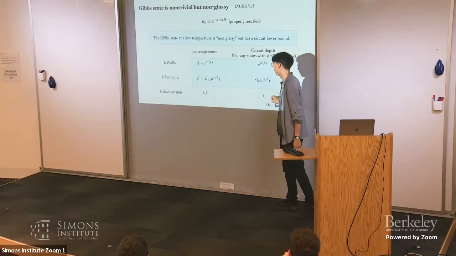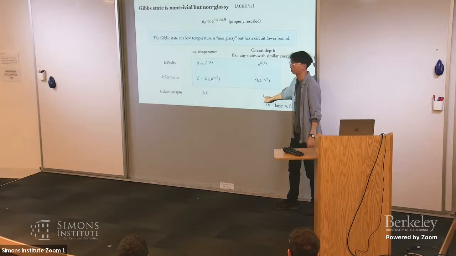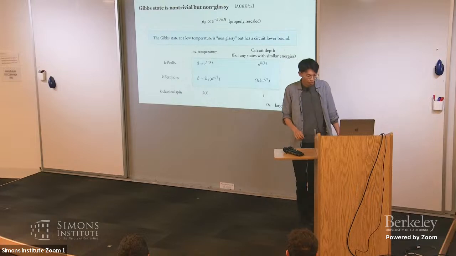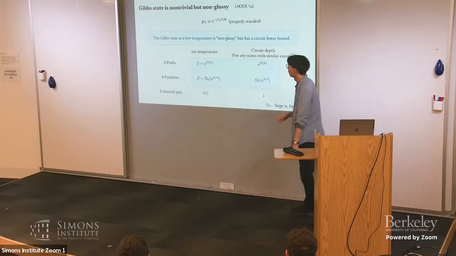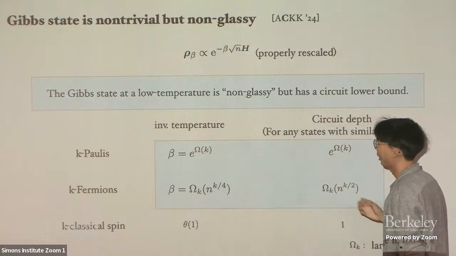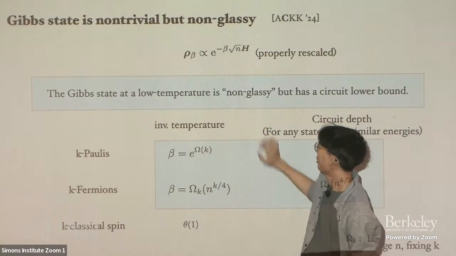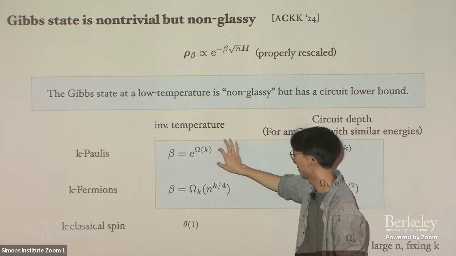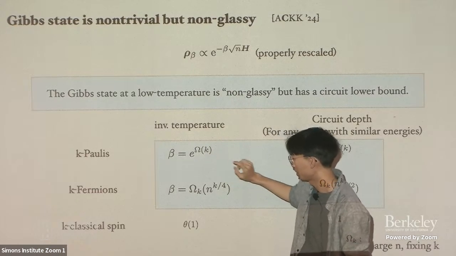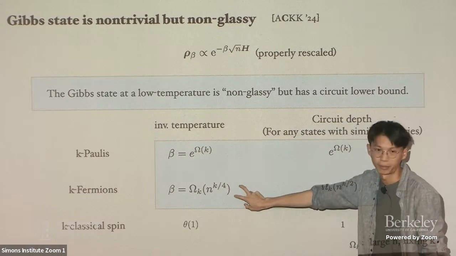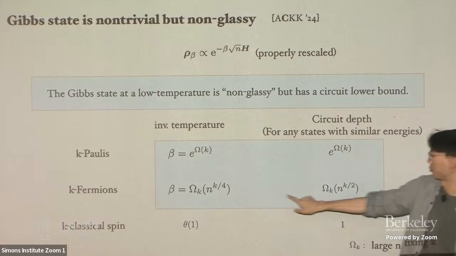And just to compare, for classical spin, these are just up or down, so the depth is just one. And the other part, this non-glassy property, what happens, right? I'll tell you what this is, but this property holds at a very low temperature. For Paulis, this is exponential in k, and for fermions, this also scales polynomially with n. So in some sense, these two seem to be tied together.